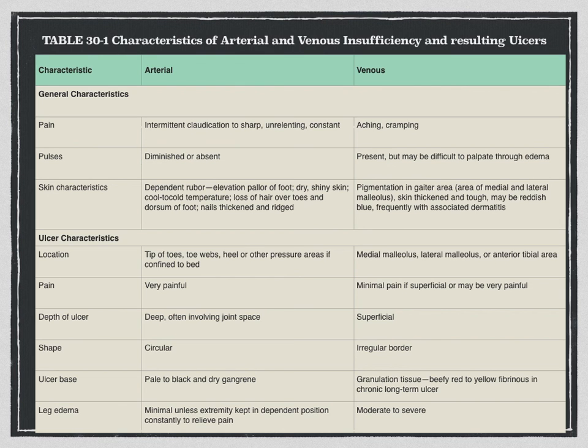All right, this chart is taken directly from your book. It is in relation to the characteristics of arterial and venous insufficiency. And now Ms. Hill will hit on the ulcers part of things.